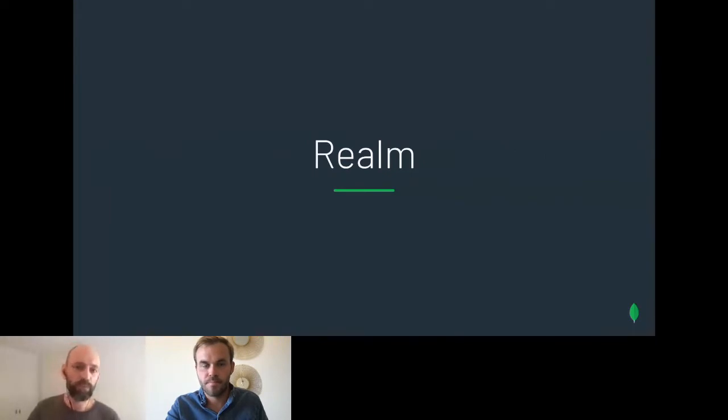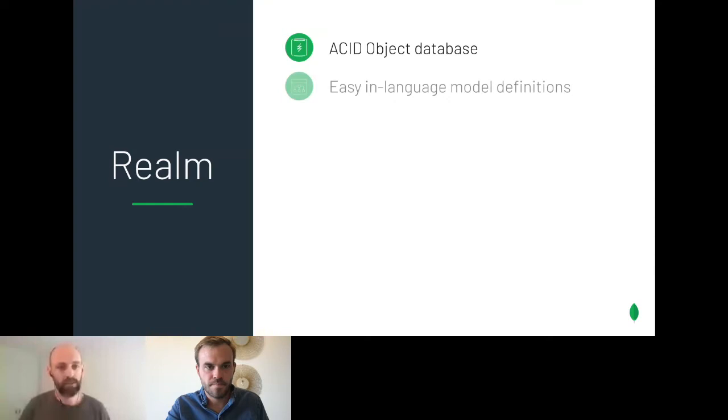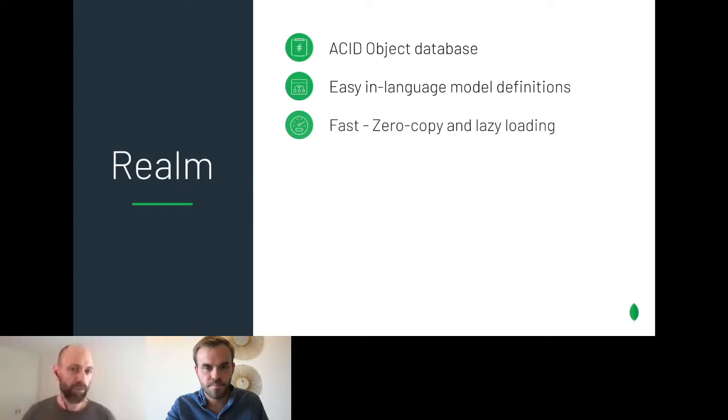So just to recap, what is Realm? Realm is an object database with the conventional ACID properties. It's implemented in a C++ storage engine and exposed to various languages through language-specific SDKs. It's easy to use as you can define your data model directly with language constructs. It's also performant. It utilizes zero copying and lazy loading to keep memory footprint small, which is still key for mobile development.